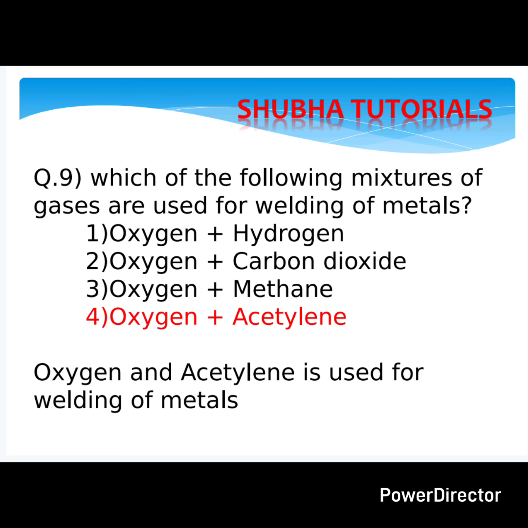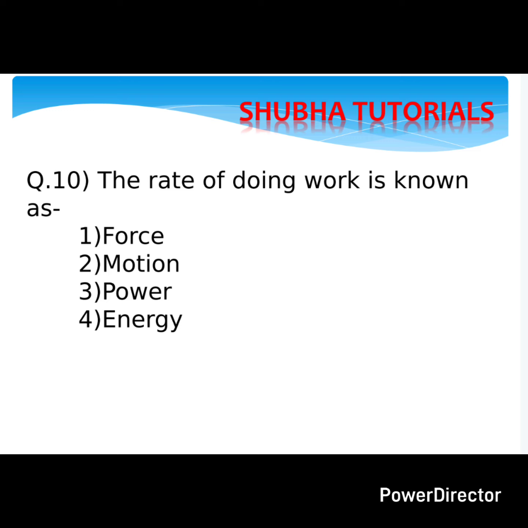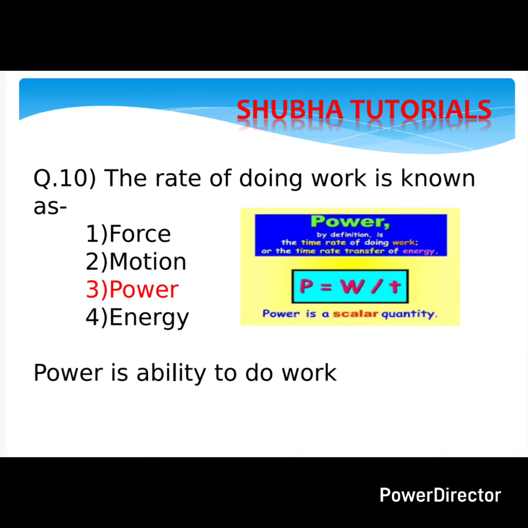Now, the last question of this session, 10th one, the rate of doing work is known as. Yes, here the options are force, motion, power, energy. The answer for this is power. Power is the ability to do work.